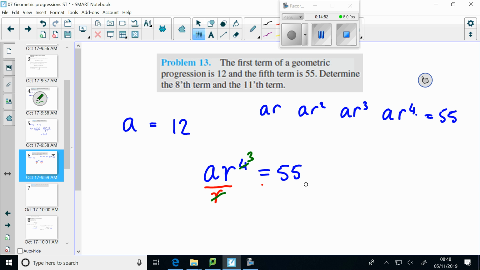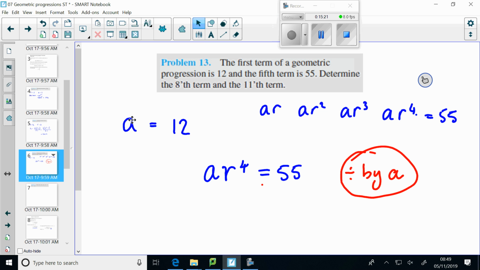So we'll rub that out. You've got to divide by something, Logan, but r isn't the one. Just put that back. So what do you think? Divide by a, yeah. So that's what we're going to do. What happens when we divide by a? We end up with r to the 4 is equal to 55 over a.